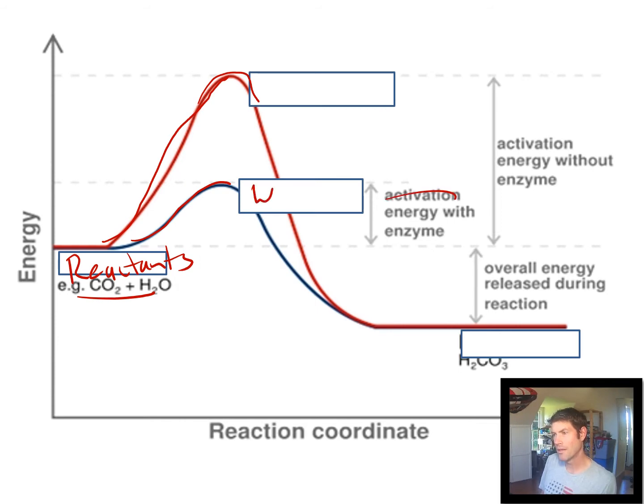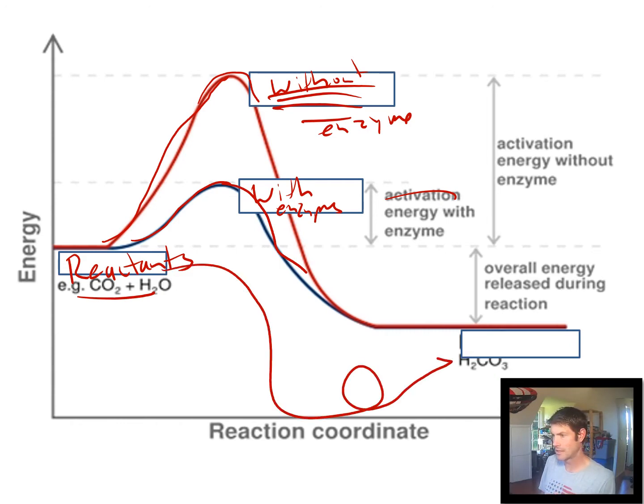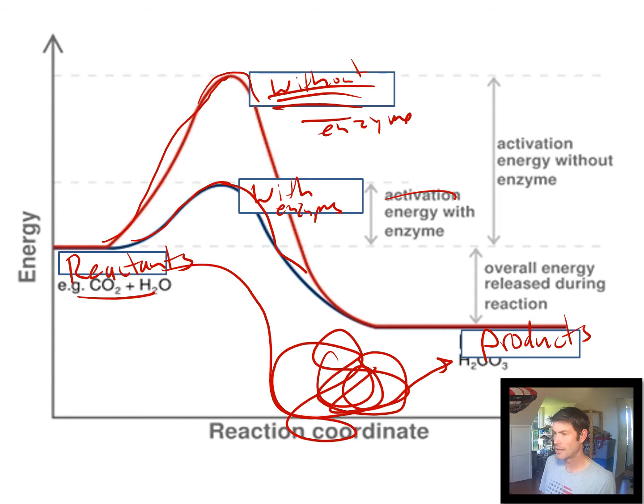So this is with enzymes here, the blue, and up here is without an enzyme. And then at the very end, after you have your reactants, this signifies the reaction, you have your products. Reactants and then products. A little bit of activation energy with an enzyme, this much. You need this much without an enzyme.